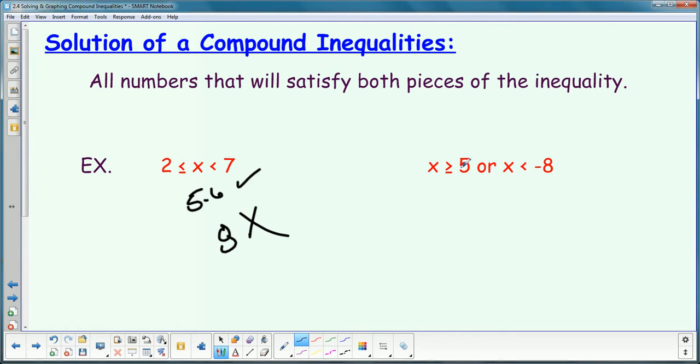Okay, here we only need to satisfy one or the other pieces here. So an and statement has to satisfy both, an or statement satisfies one. So we could say 6 here because that's greater than or equal to 5, even though it's not less than -8. We could say -16. That would work because it's less than -8. What we couldn't say is something like 2, where it's in between them, because it is not less than -8, nor is it greater than 5. So 2 will not work.